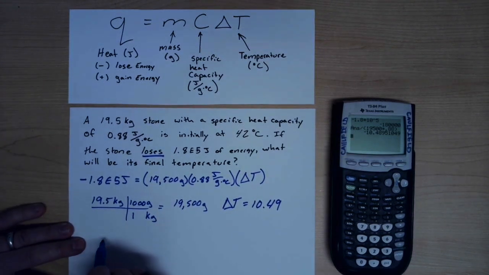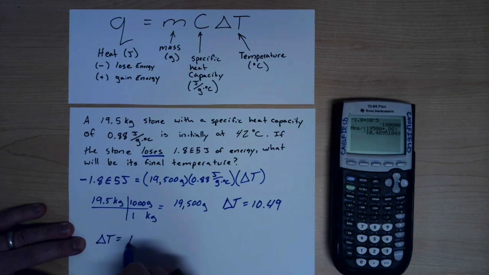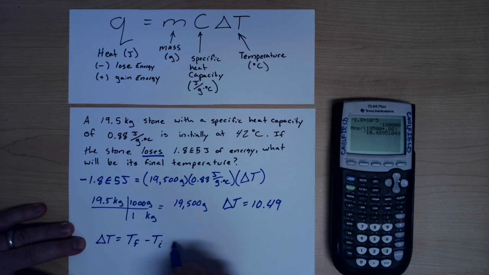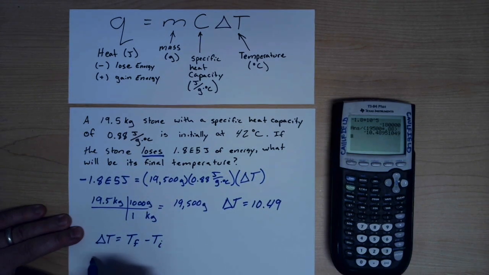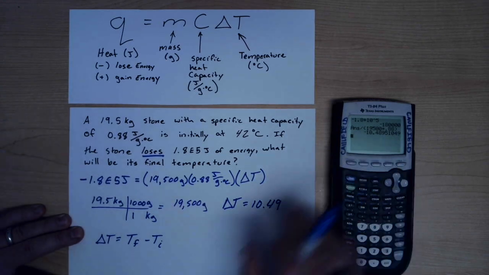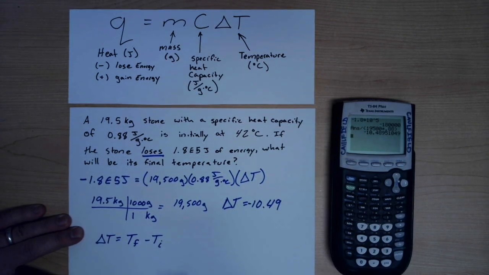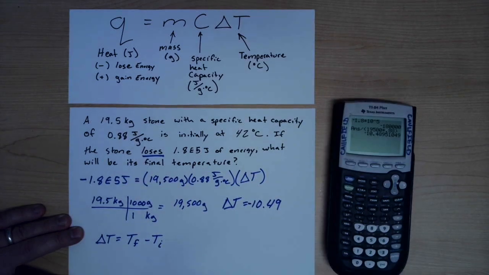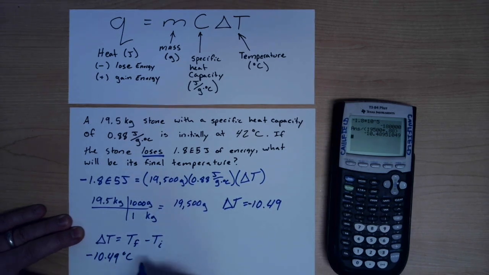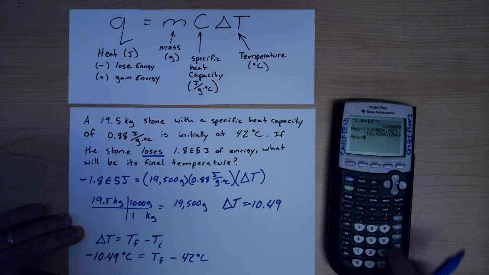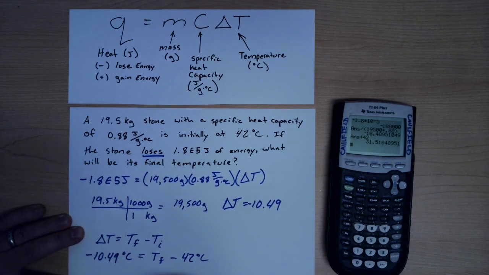Now I'm ready to come down here and write delta T is equal to T final minus T initial. T final is truly the thing I'm solving for. If you forgive me, I realize that I forgot my minus sign in there. You can see it was on the calculator. So I have minus 10.49 degrees Celsius as my delta T, equal to T final minus T initial, which was 42 degrees Celsius. So let's add this over to the other side, so plus 42.